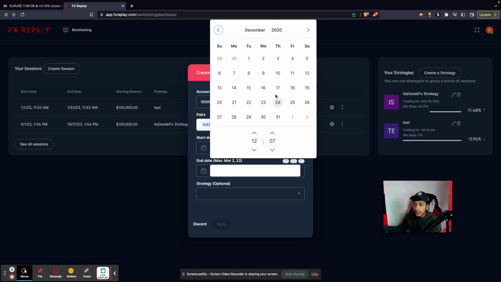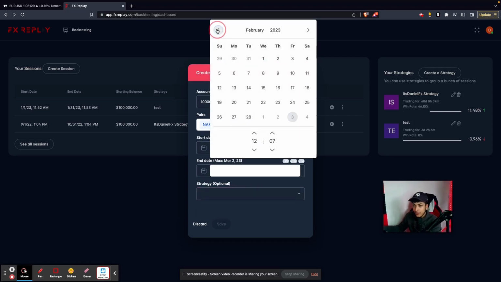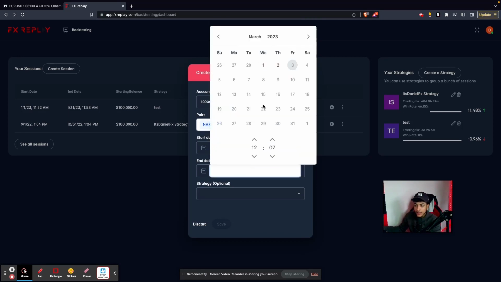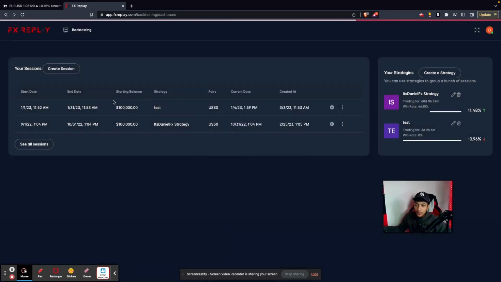So cool. Let's go ahead and go to, no, I don't want to go that far back, to be honest. Let's go ahead and go to like July 2022 and go to the first. So then I can pick an end date whenever I want. Let's go September 2022, the 30th. And you can also give it a strategy name. So if you're testing multiple strategies, you can track separate metrics and keep it different from your personal strategy. So go ahead and click save, and it'll pop up right here.